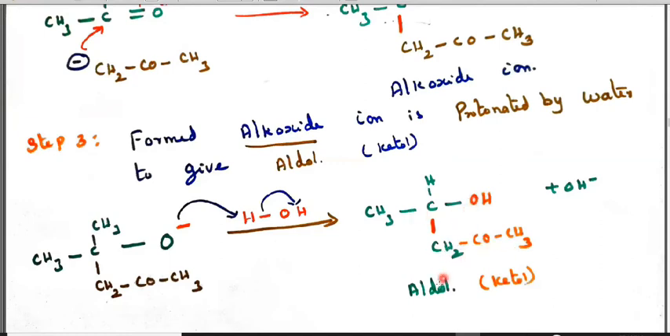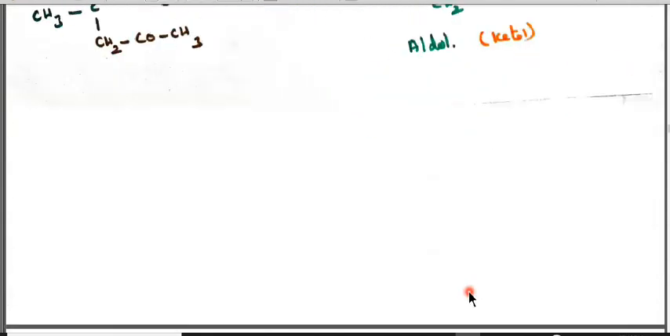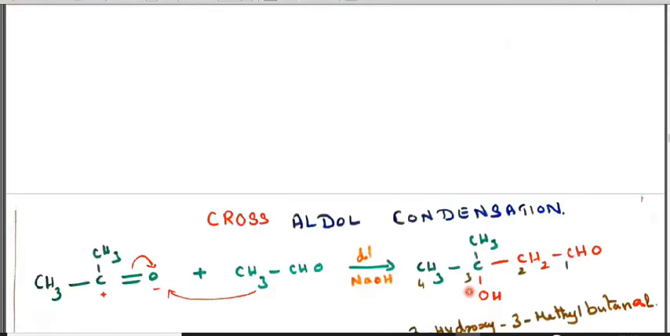So what is it called? Aldol. But actually it is a ketone plus alcohol, so it is called a ketol also. So next, crossed aldol condensation.